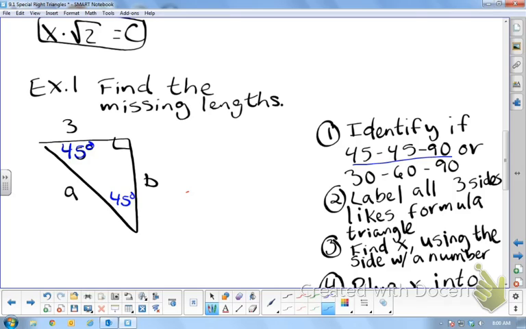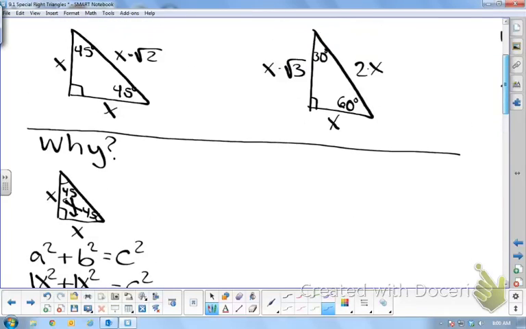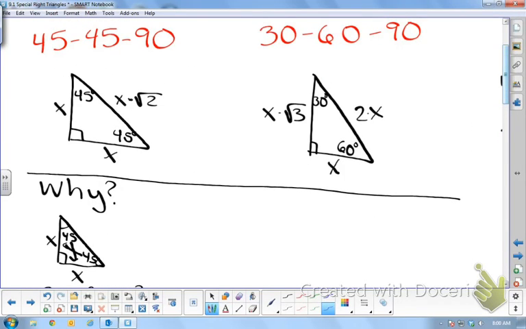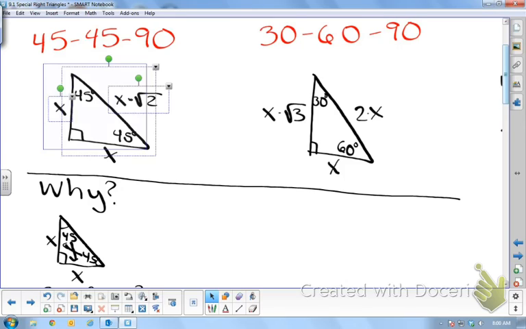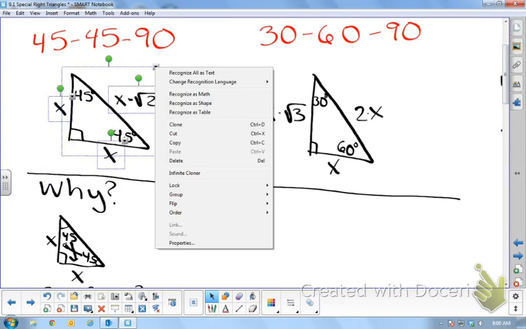So then we need to label all three of the sides like the formula triangle. So we have to refer to the top of our notes. Like I said, those first two triangles in our notes, they're very important for this assignment. You've got to have those down, or else you're not going to be able to do the assignment. So we've got to go and look at our formula triangle. Okay. I'm going to just copy it so that I don't have to keep scrolling up and scrolling down.